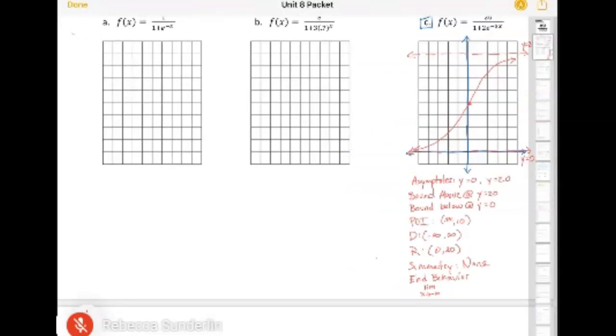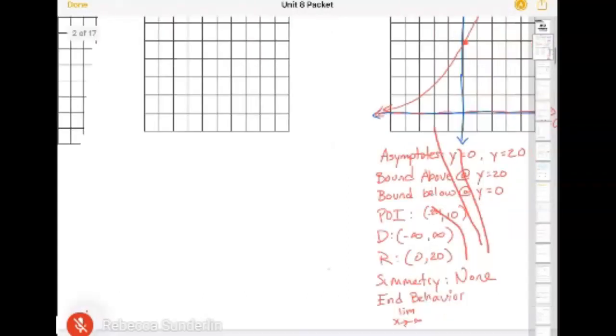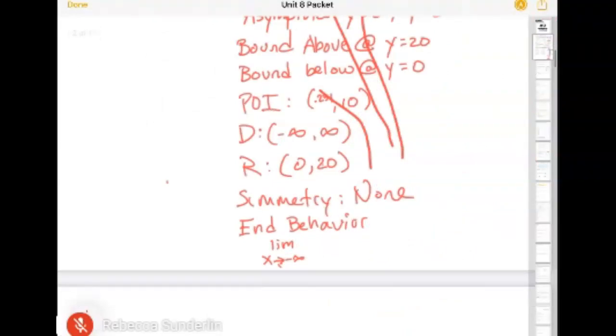It approaches 0. So you would say the limit as x approaches negative infinity, our y value is actually a function f of x. You write f of x equals 0. That's the limit as x approaches negative infinity.